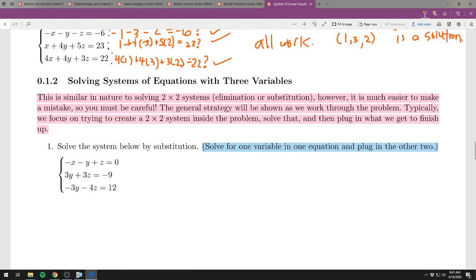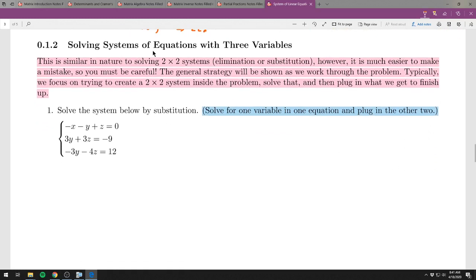Right. So the main idea with solving systems of equations with 3 variables is you're still going to have your 2 ways, substitution and elimination. Those are the main ways without a matrix. Then the goal is to create a 2x2 system inside the problem and solve that, because that's what we did last section.